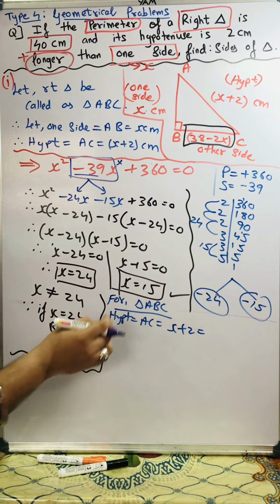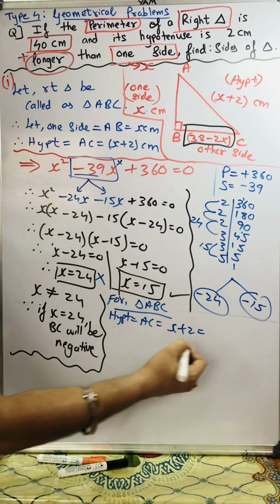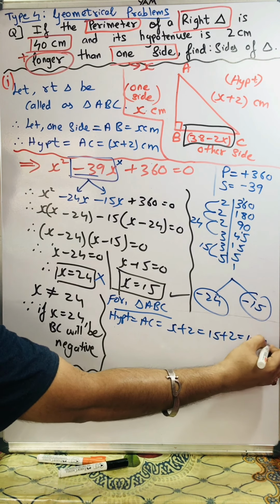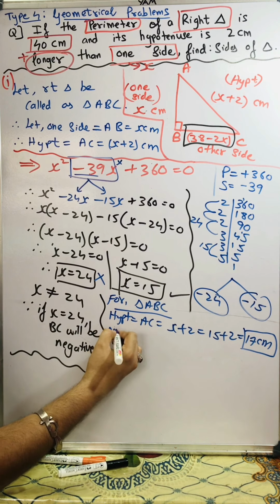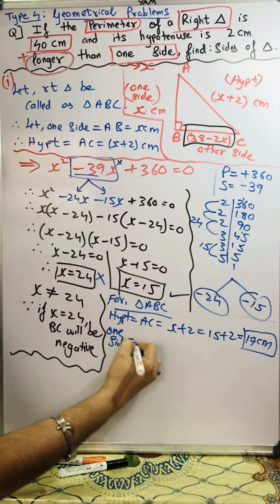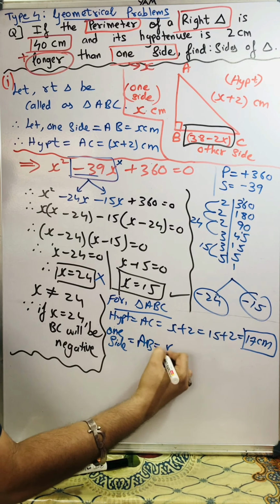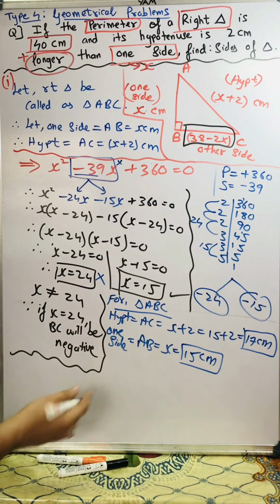So it will be, x is what? X is 15 now. Okay, we have not considered this 24. X is 15. So 15 plus 2 is equal to 17 centimeter. This is the answer of our hypotenuse. Then one side is equal to, one side we call it as AB, and it is x, and x is nothing but 15 centimeters. So answer of one side is this.